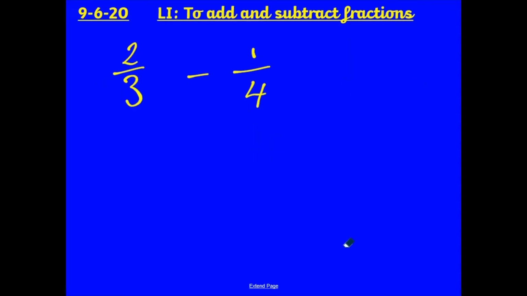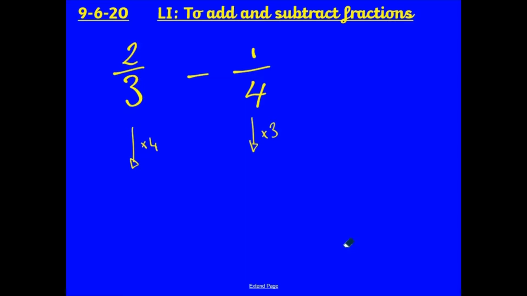Let's have a look at another one here. So I've got 2/3 minus 1/4. Now, it's not as easy with this one. I can't just change one of them. I'm going to have to change both of them to have the same denominator. Now, the easiest way is to multiply the denominator of one by the other one. So I'm going to multiply this one by 4, and I'm going to multiply this one by 3.